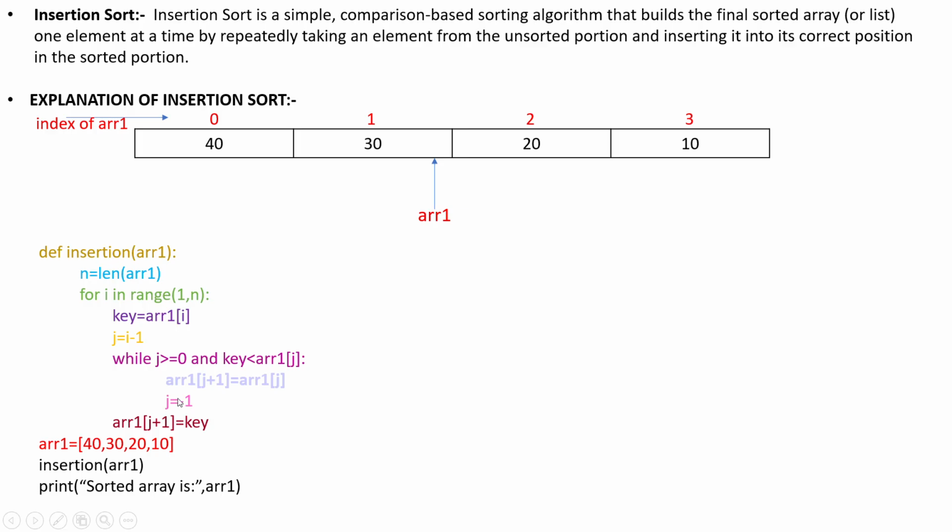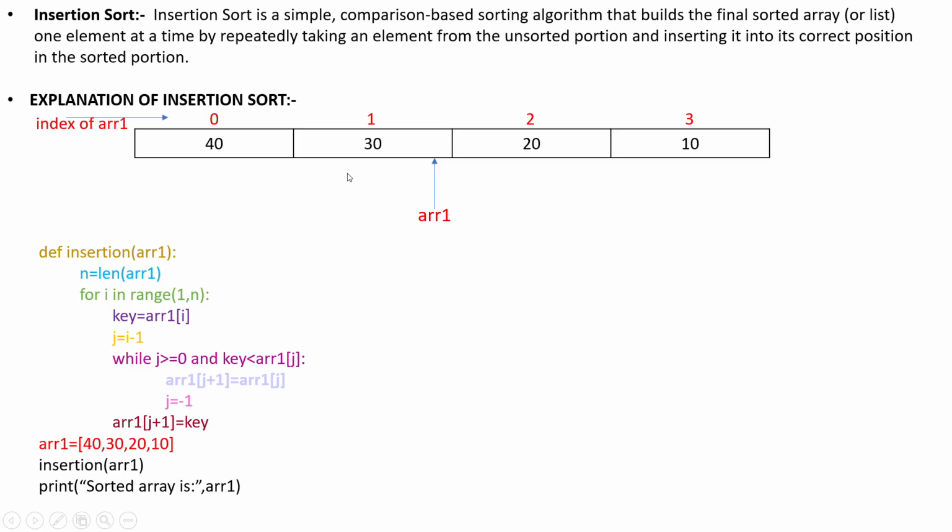Now 0 minus 1 is minus 1, obviously. So it will go again inside the loop. Okay, is minus 1 greater than equal to 0? Obviously no. Minus 1 is not greater than equal to 0. So this condition is false, and this condition is also false. Means it will come out of the loop, and ARR1 J plus 1. Now J is minus 1. Minus 1 plus 1, it becomes 0. So ARR1 of 0 equal to key.